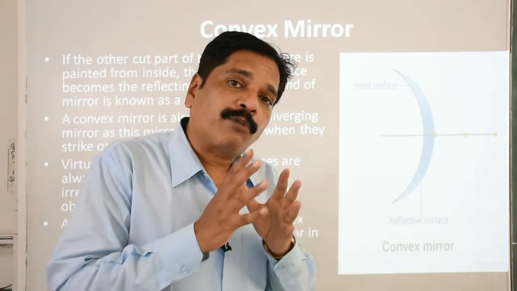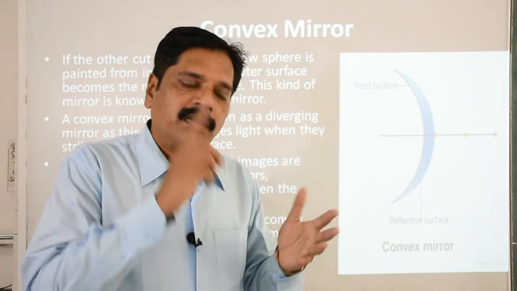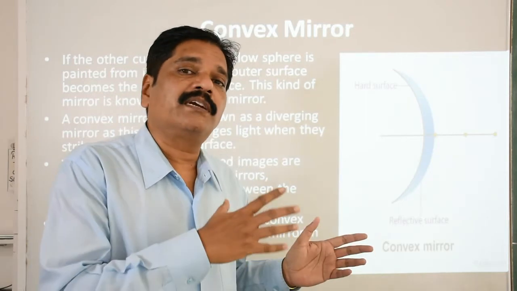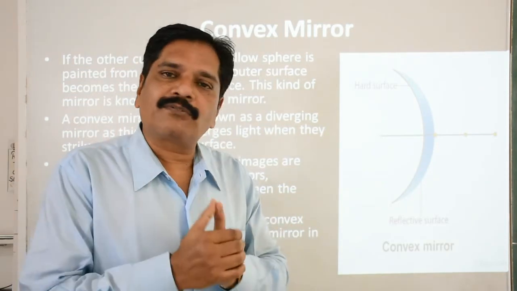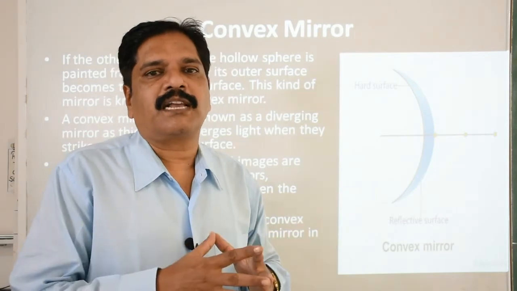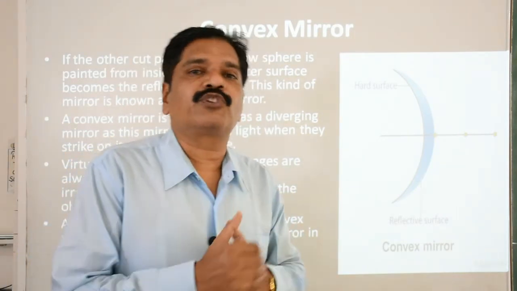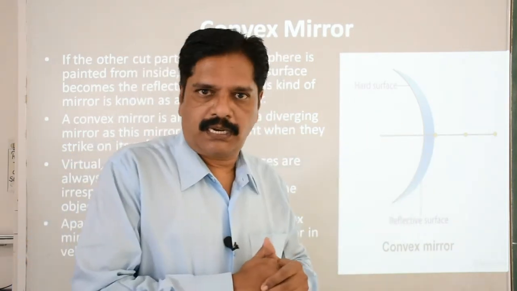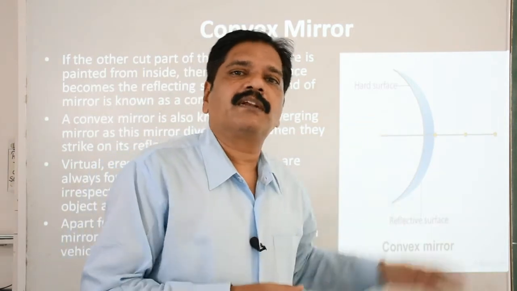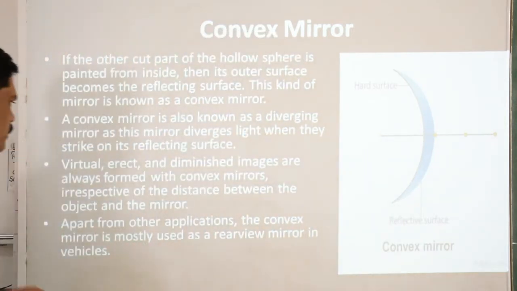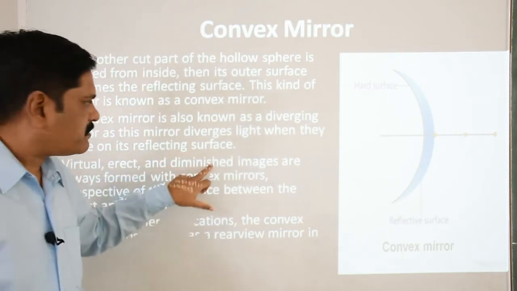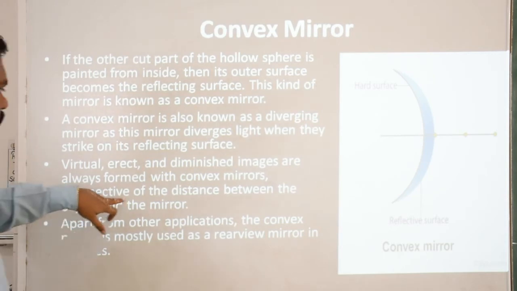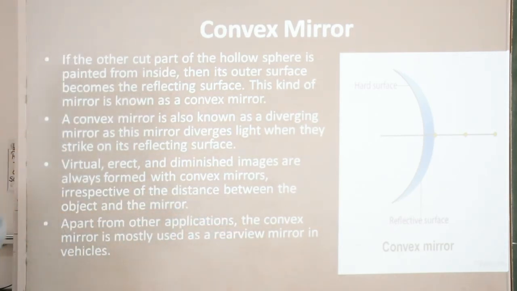Clear? What was the property of the image formed by the concave mirror? It was small, real. Now here it will be just the opposite. It is virtual in nature. Second thing, it cannot be obtained on the screen. Clear? Third one thing, this mirror is also considered diverging in nature. So the virtual, erect and diminished images are always formed with the convex mirror, irrespective of the distance between the object and the mirror.